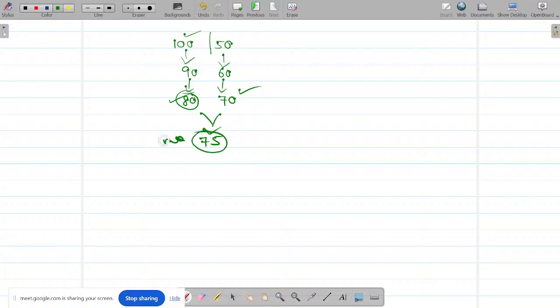Actually, we call this the mean. You agree? That is 100 plus 50 divided by 2, which is 75. We can call this the mean in one area. You can also call this the mid-value. Whatever it is.